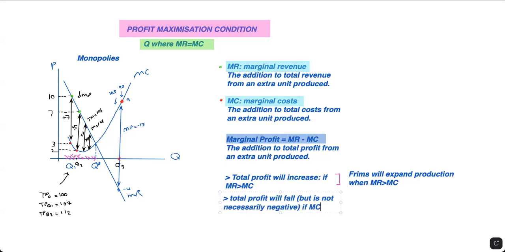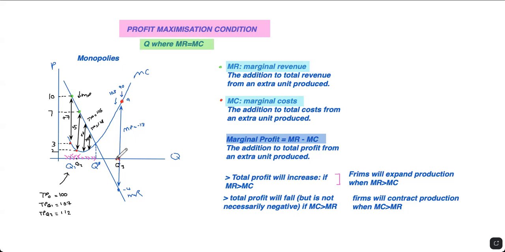If MC is greater than MR, the takeaway from this is that firms will contract production when MC is greater than MR. They're going to be kind of allergic to this and say, no, no way I'm producing this. This is decreasing my profits.